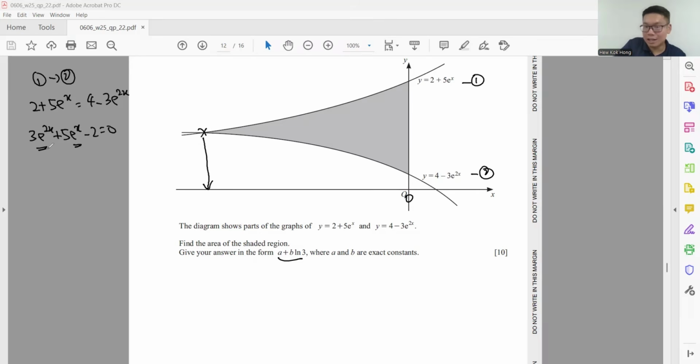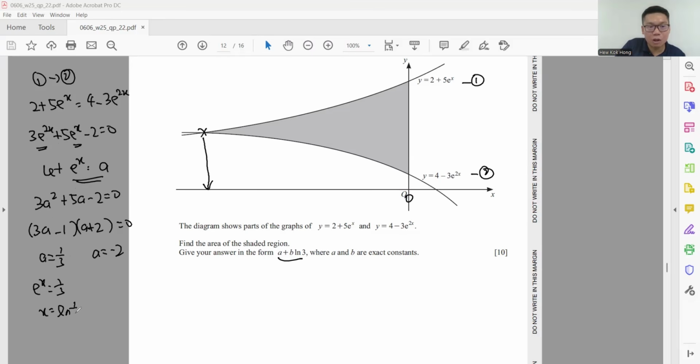We have e^x and e^(2x). If you think it's very difficult, you can let e^x, the smaller power, be, let's say, a. It will become 3a squared plus 5a minus 2 equals 0, so a equals 1 over 3 or a equals minus 2. And remember, whenever we let, at last we need to substitute back.